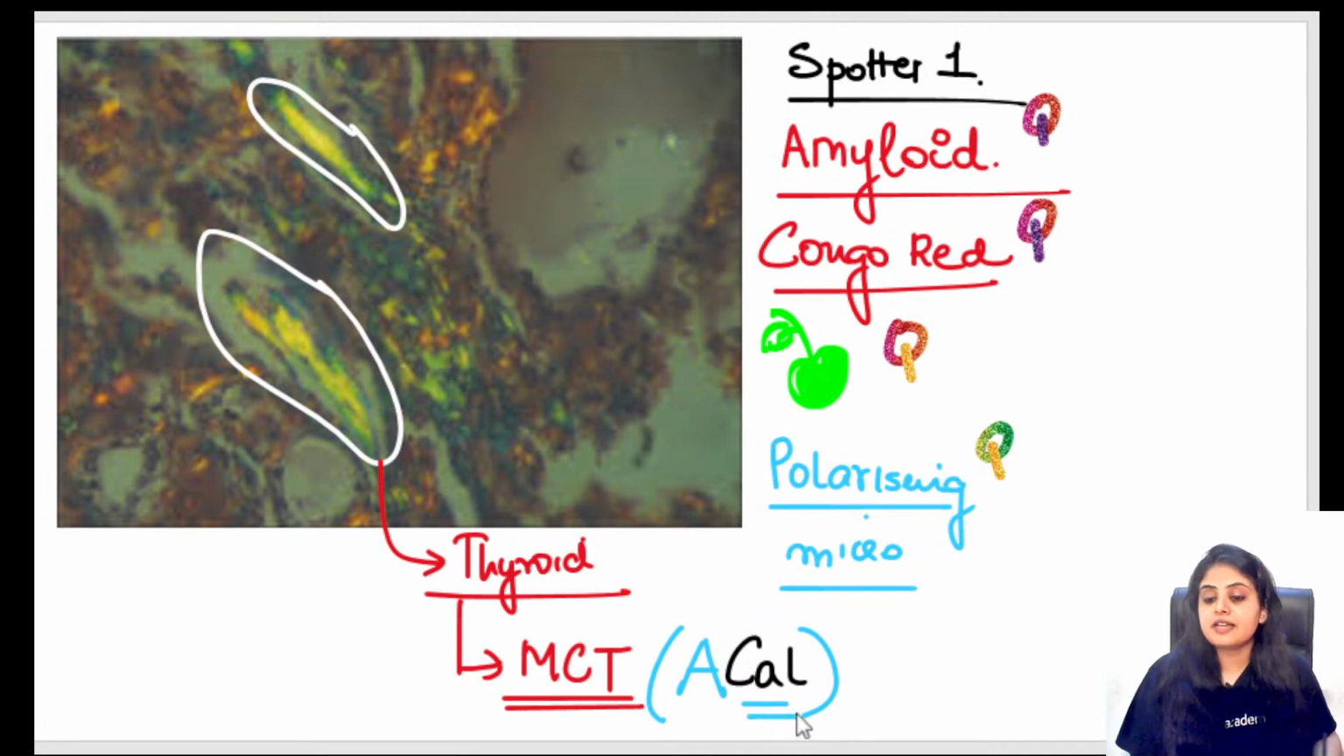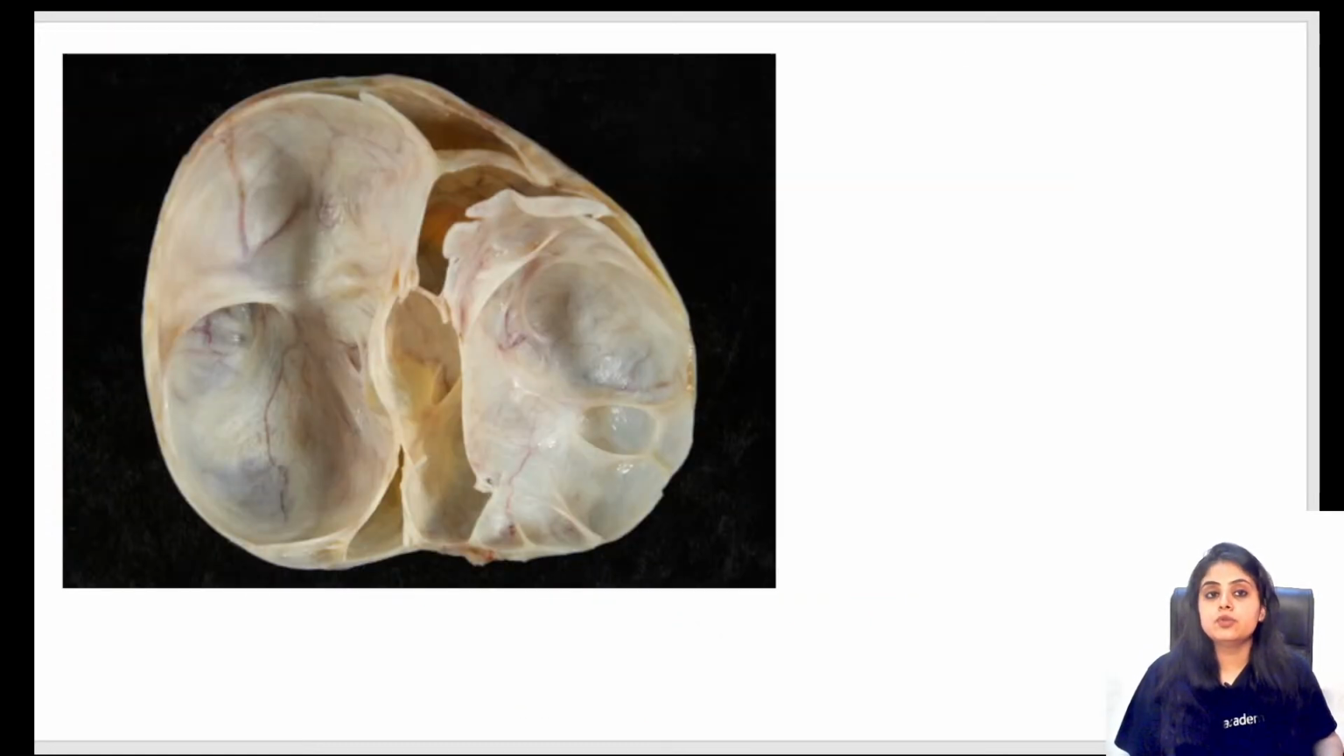What does CAL stand for? CAL particularly stands for calcitonin. Calcitonin is the main tumor marker for medullary carcinoma. So ACAL becomes the amyloid. I think nothing more in this image that I have to teach you. So we'll move on to spotter number 2. I'll give you 15 seconds to give me an answer to this. Spotter number 2.